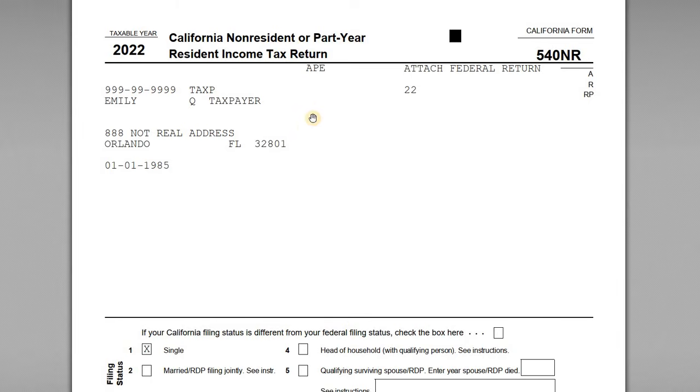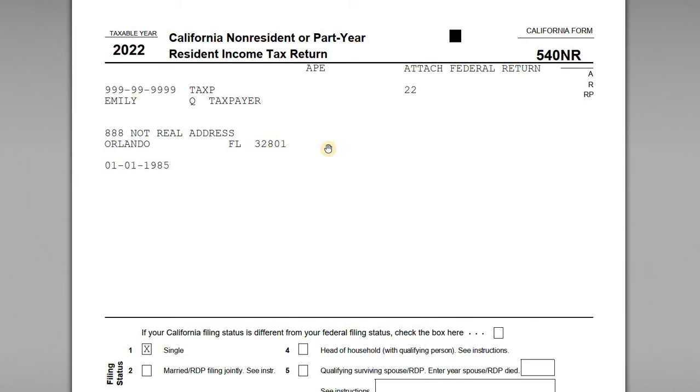The non-resident and part-year resident file on the same form, the 540NR, but in this scenario we're going to look at a taxpayer that started the year as a California resident. Then they moved out of state, moved to Florida midway through the year to take a new job. And so we need to still file a California return to account for the income that was earned while the taxpayer was a resident of that state.